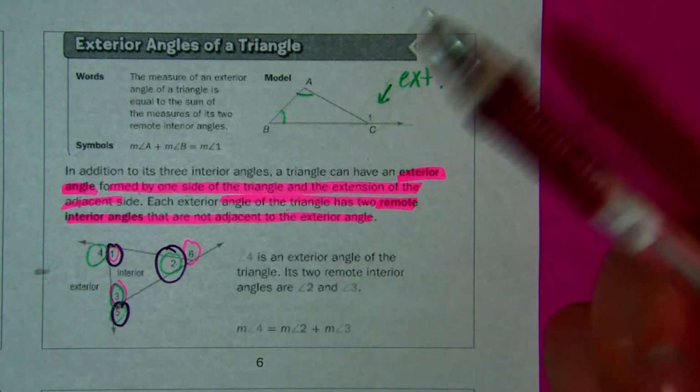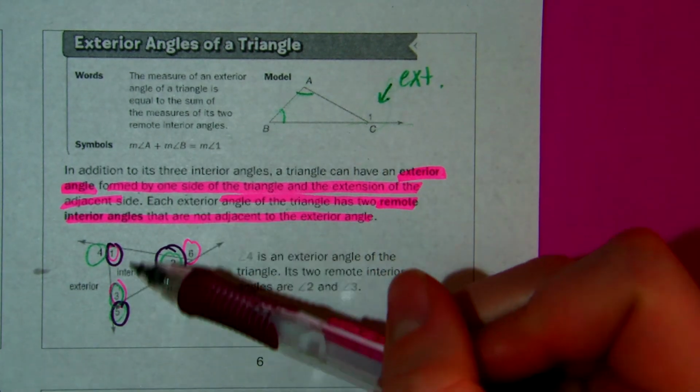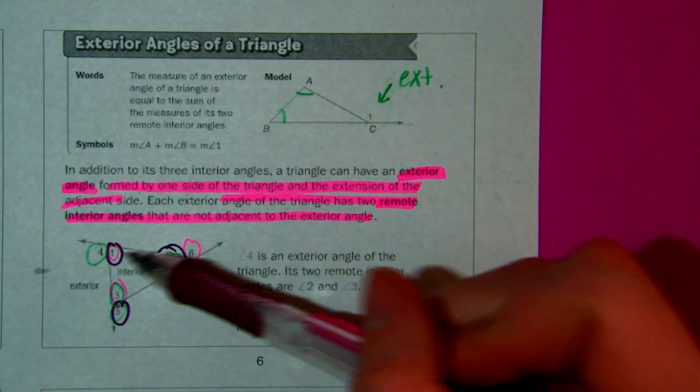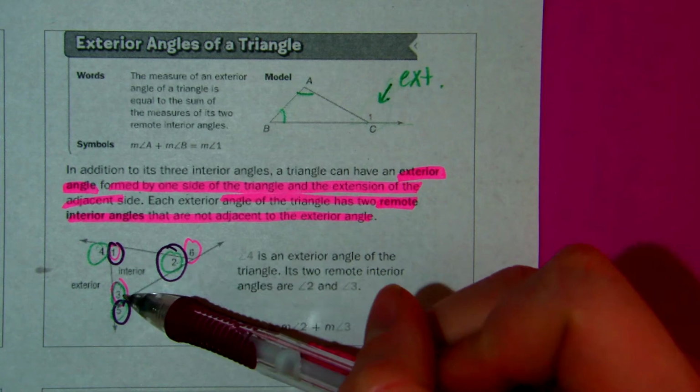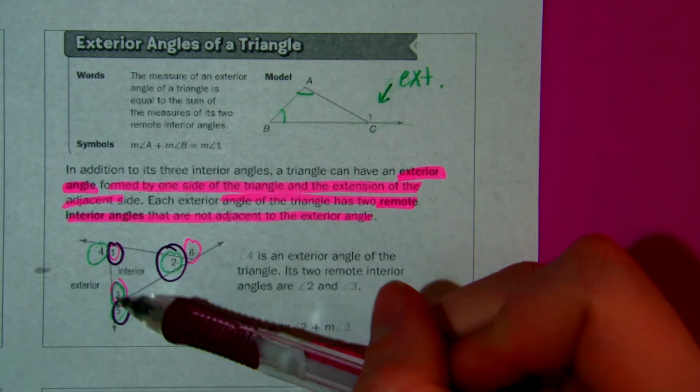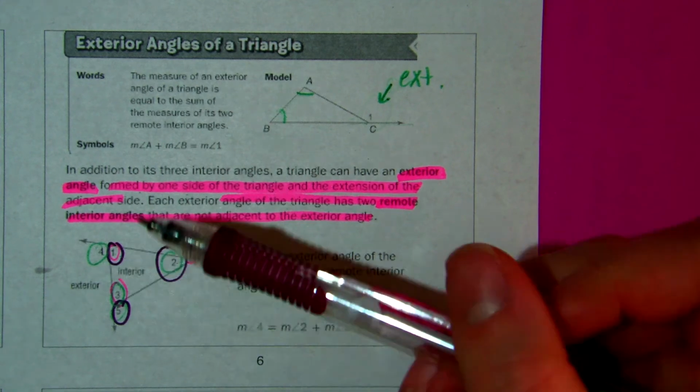So I tried to do this here, but if we're looking at 4 as an exterior angle, the ones that are not adjacent to it would be 2 and 3, so that's why they're circled in green. 6 is circled in pink, goes along with the pink. Purple goes with the purple. So the ones that it isn't touching.